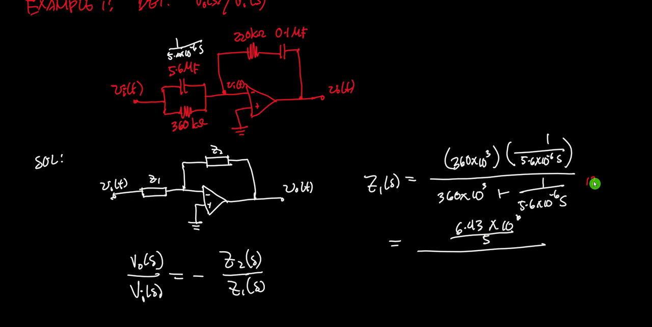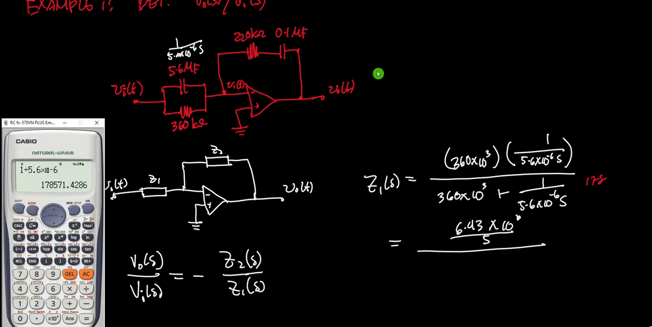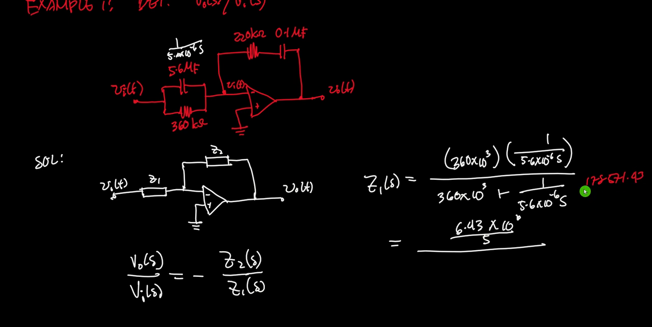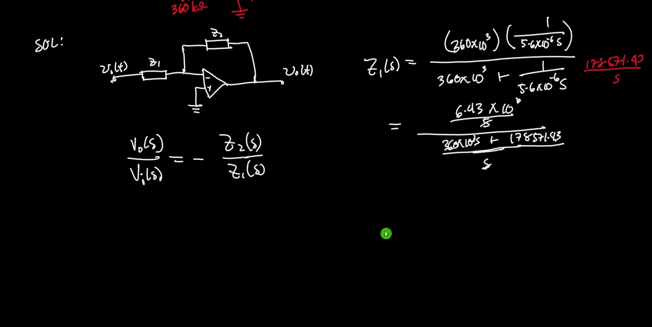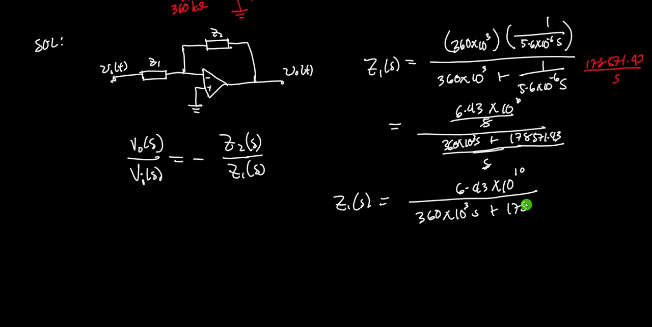178,571.43, all over S, so that we can just use S as our denominator, and you multiply it with 360 times 10 to the 3 S, then plus 178,571.43, and we can just cancel out that S. Our Z1 now will be equal to 6.43 times 10 to the positive 10 all over 360 times 10 to the 3 S plus 178,571.43.